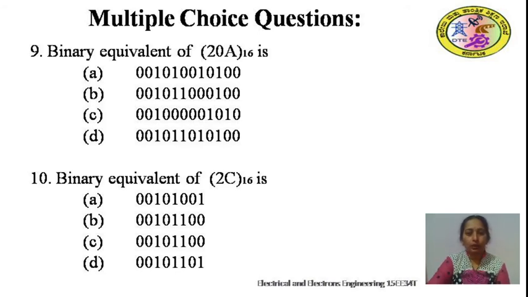Okay, the next question. Binary equivalent of 20A. 2 is represented as 0010, 0 is represented as 0000, A is represented as 1010. So the answer is C.